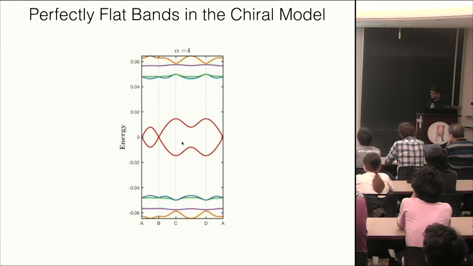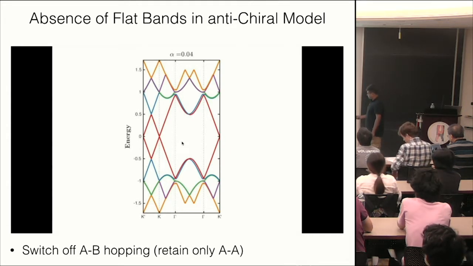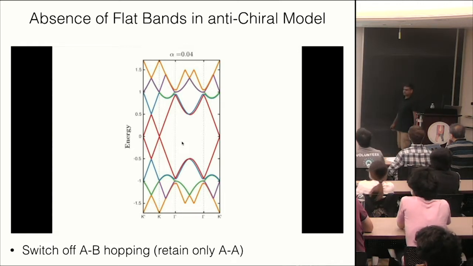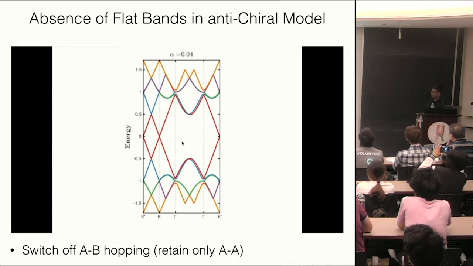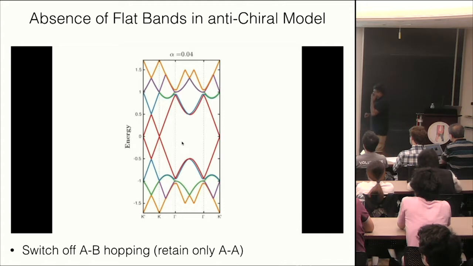Now, to tell you that this magic angle phenomenon is not guaranteed, let me think of a third model where you do this kind of perverse thing of switching off the AB hopping and keeping just the AA hopping. So this is the anti-chiral model, where just the triangular lattice sites are where the hopping is present. This brings out the fact that the estimate we made for the magic angle, where we balance these ratios, is really just dimensional analysis. It doesn't tell you something's going to happen. If something happens, it's around that point.